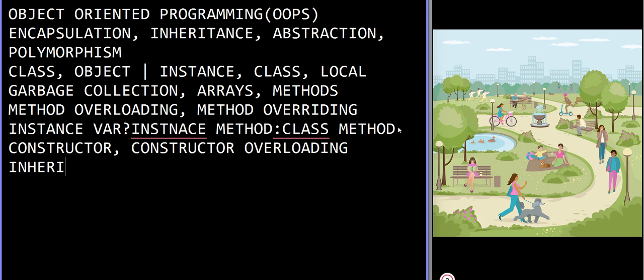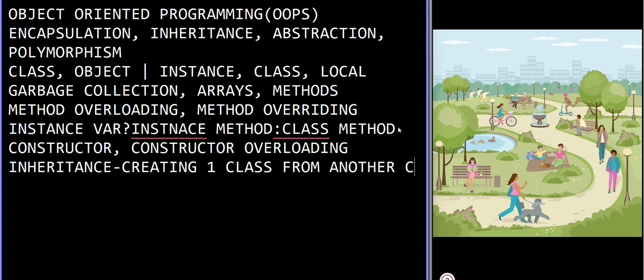So let's see about inheritance. Inheritance is nothing but creating one class from another class. It is like deriving from one class, or extracting the properties and methods from the parent class by the child class.